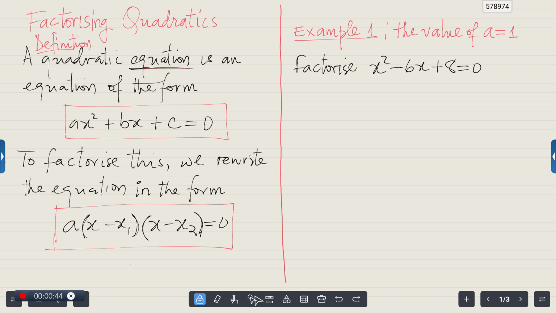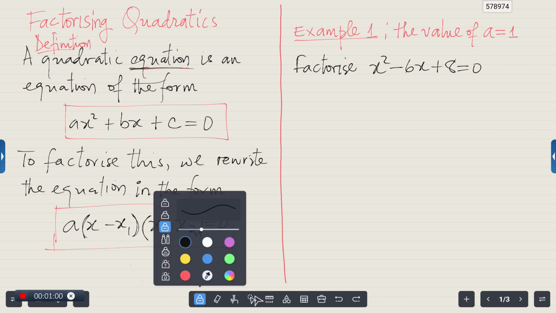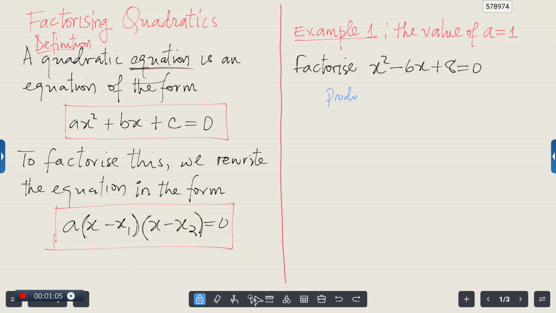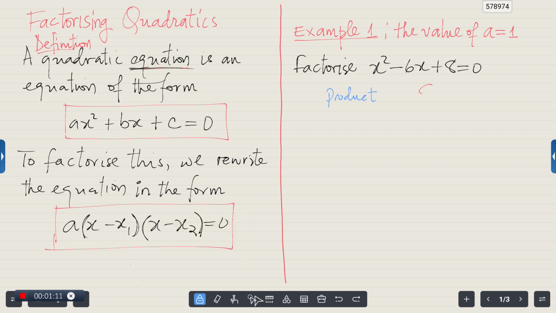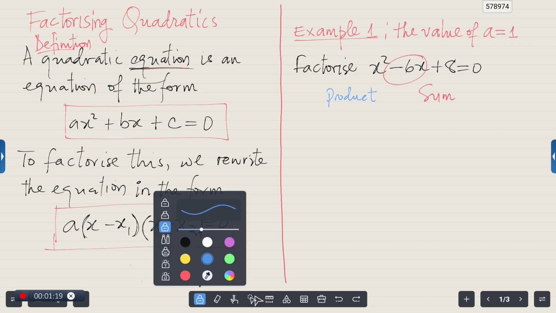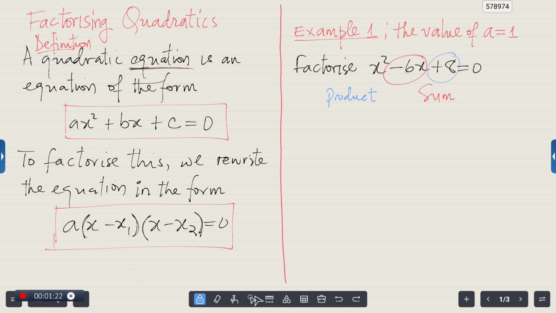All right, now let's look at an example: factorizing when the value of a is 1. So, factorize x squared minus 6x plus 8 equals 0. To do this, we need two things. We need the product and we need the sum. So the sum, we are looking at negative 6. The product, we are looking at plus 8. So let's start with the product.